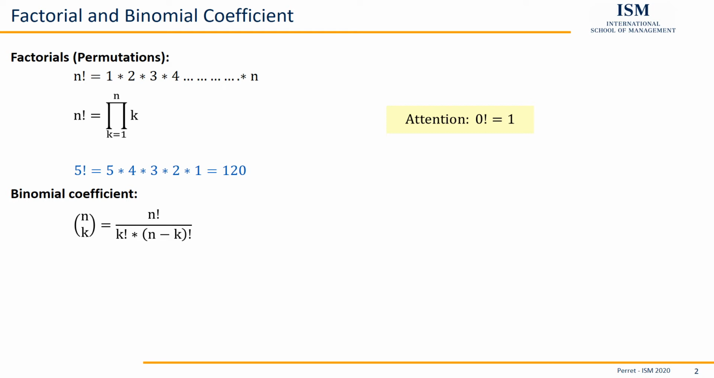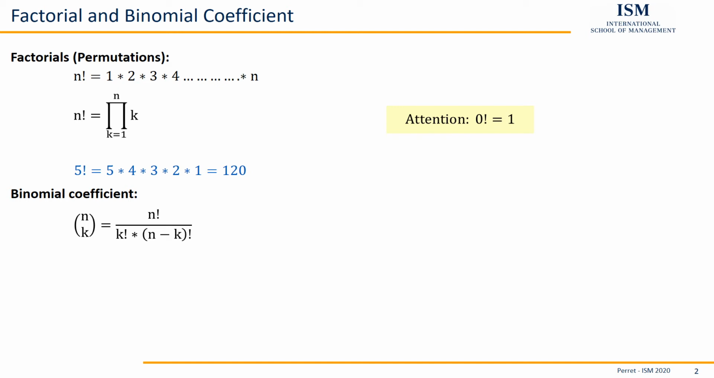On the other part, we could have n over n. But other things are not possible. So we cannot have n over n plus 1. So something like 7 over 8 is not possible. And something like 2 over minus 1 is also not possible.